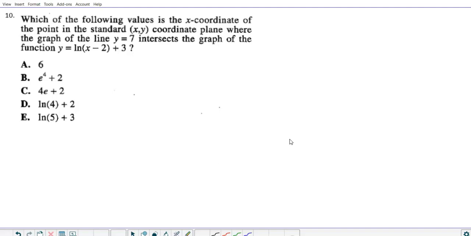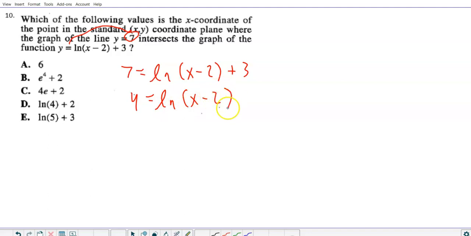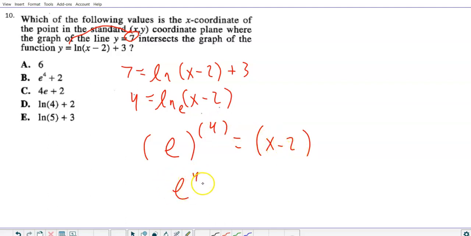Okay, this one requires a little bit of math. So if you plug that 7 in right there, you get 7 equals natural log of x minus 2 plus 3. So we get 4 equals natural log of x minus 2. If you remember your exponents, you can put this in exponent form. So using math, this would be e to the 4th equals x minus 2. The last step would be to add 2 to both sides to solve for x. If you add 2 and add 2, you get e to the 4th plus 2, which is the answer.